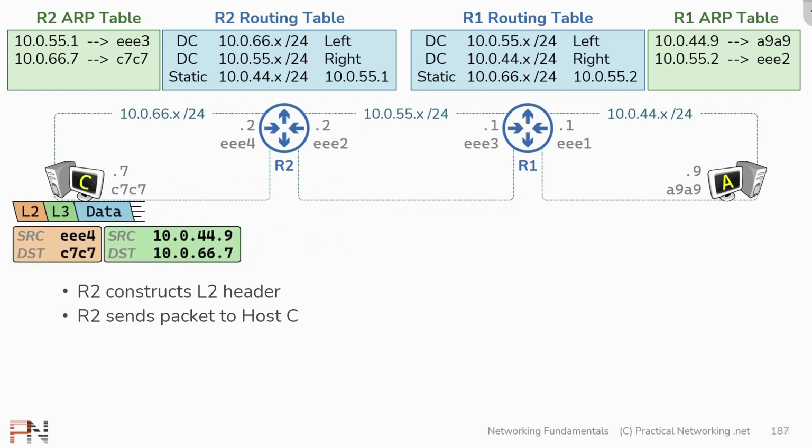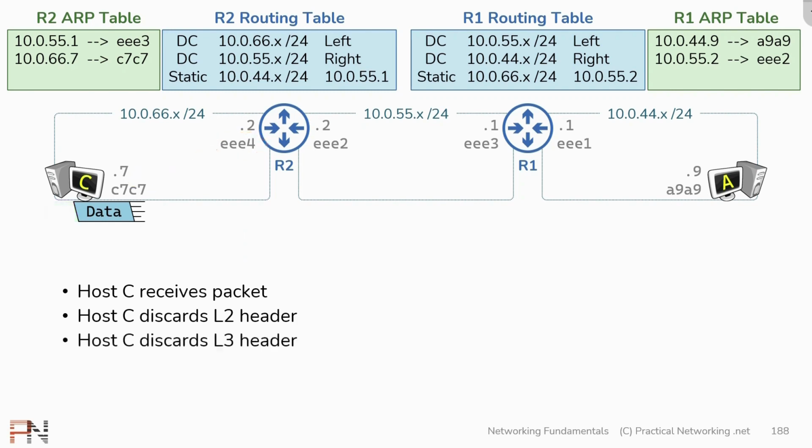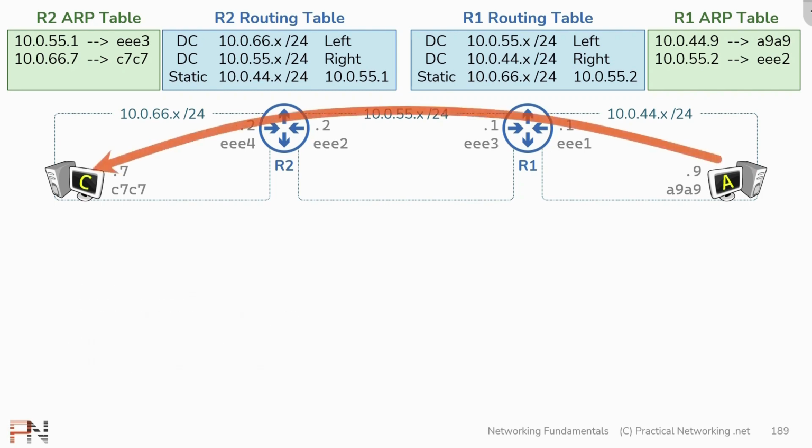When host C receives this packet, it's going to discard the layer 2 header. Again, this header's purpose was simply to take the packet from this NIC to that NIC. Then host C is going to discard the layer 3 header. The purpose of that header was simply to take the data from this IP address to this IP address, and finally host C will process the data. And that is every single step that needs to happen in order to get data from host A to host C.